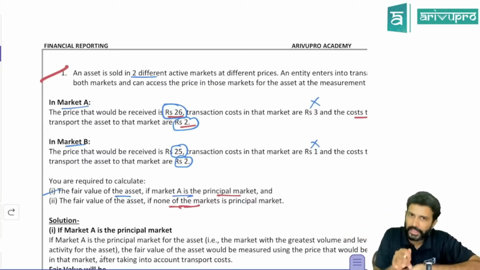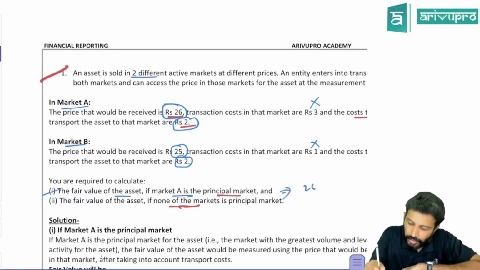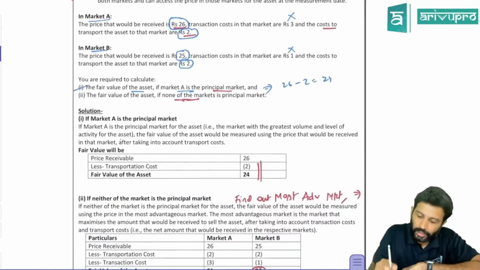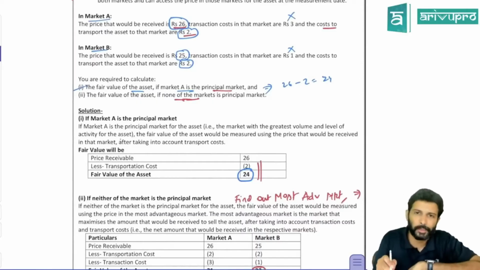For fair value, will we consider transaction cost? No, we'll only consider transportation cost. That means what will be the fair value? Price received is 26 minus transportation cost of 2. That means the fair value of that asset is 24. Okay, that is if A is the principal market.